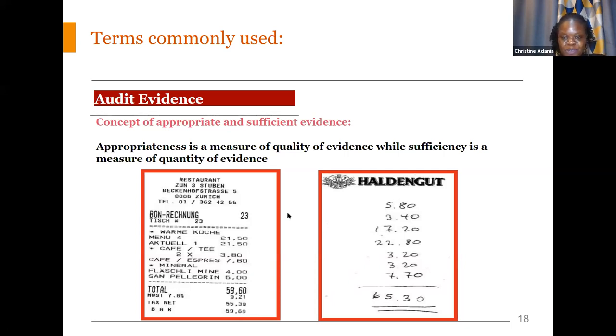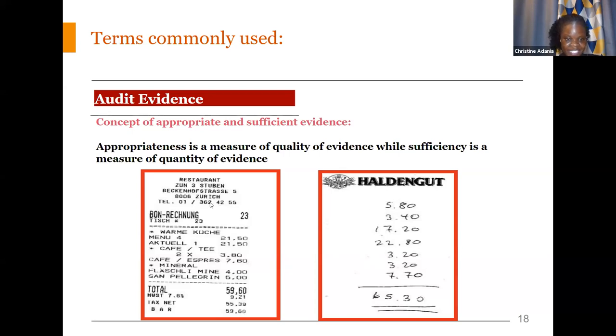So my question to you would be, which one gives you more comfort? Which one do you feel more comfortable using in your audit documentation? Obviously it would be the one on the left, because first of all, this one just has a headed paper. Everything is written. There is no evidence of review. There is no signature of the person who did it. There is no date. You can't trace it to anyone. So it's not reliable.